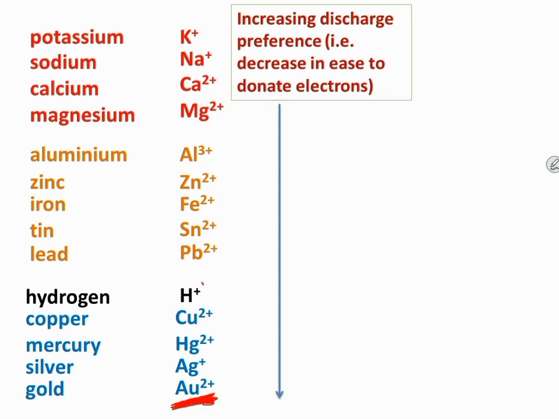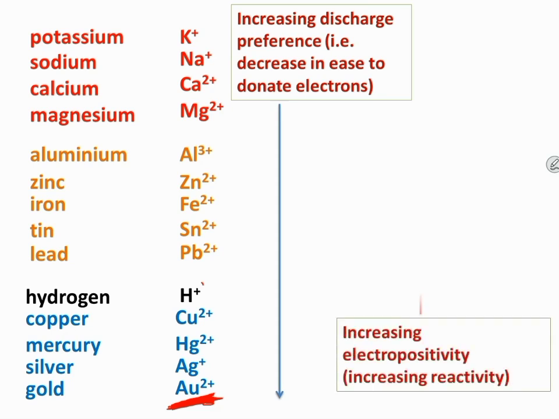Why those above, which are the very reactive ones, they don't easily get reduced at the cathode. So those that easily get reduced at the cathode are those below. Those are the ones that are not strongly electropositive. The ones that are weakly electropositive are the ones that easily get reduced. So they easily migrate and get reduced at the cathode.